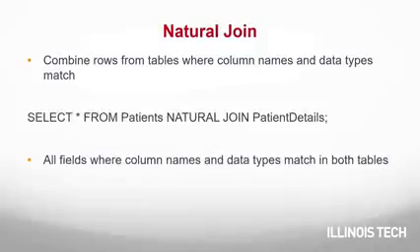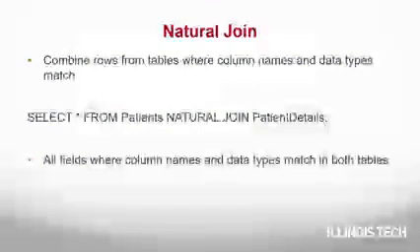So, for example, suppose we have a patients table that gives the basic information about the patients, and then we have another table that lists all of the detailed information about the patients, their address, their contact information, and so forth. We might do select star from patients natural join patient details, which then will give us a result that has every patient with all of their details together by matching the patient ID with a patient ID.